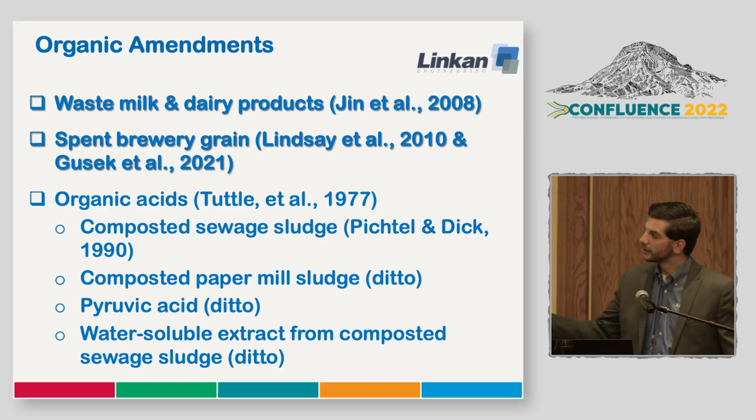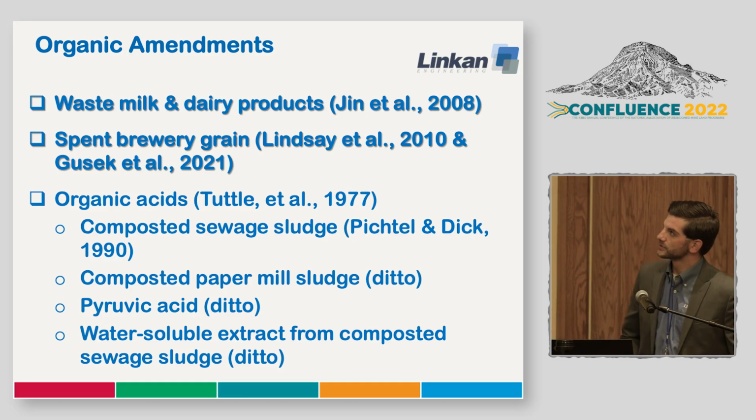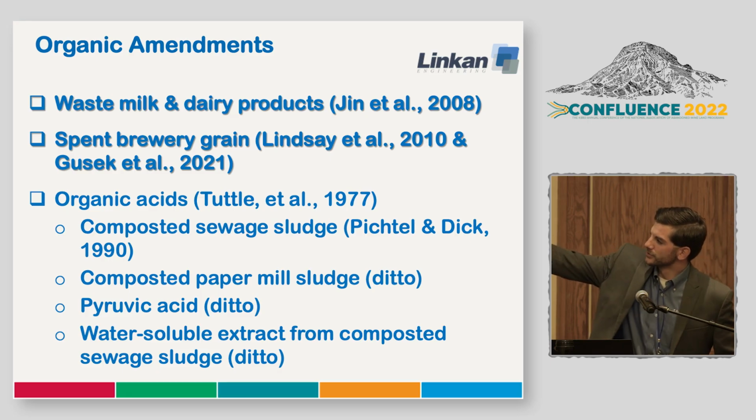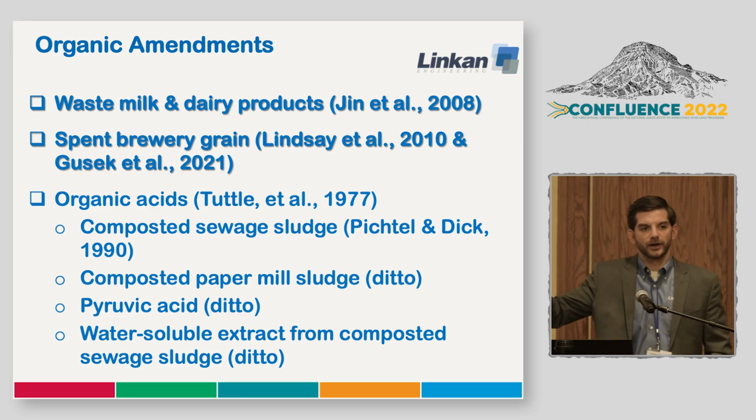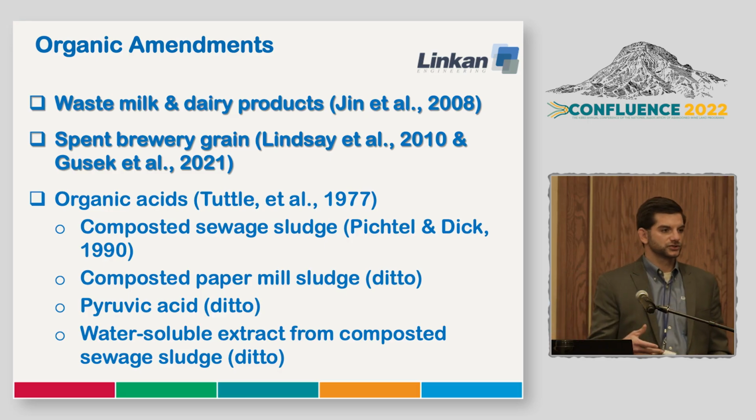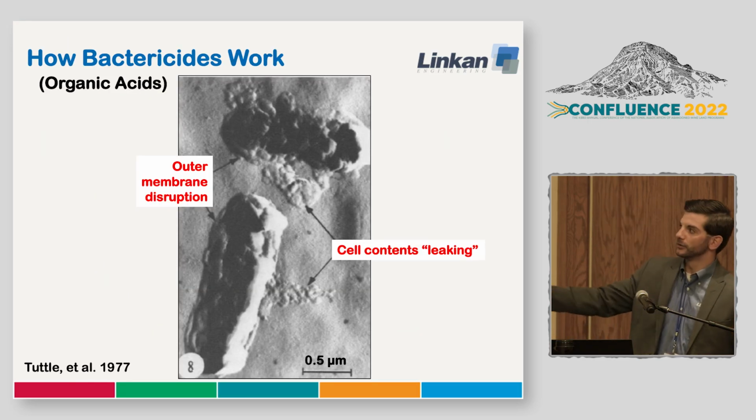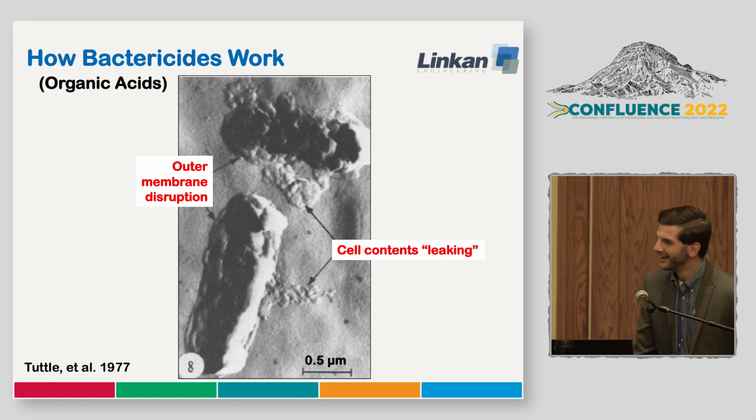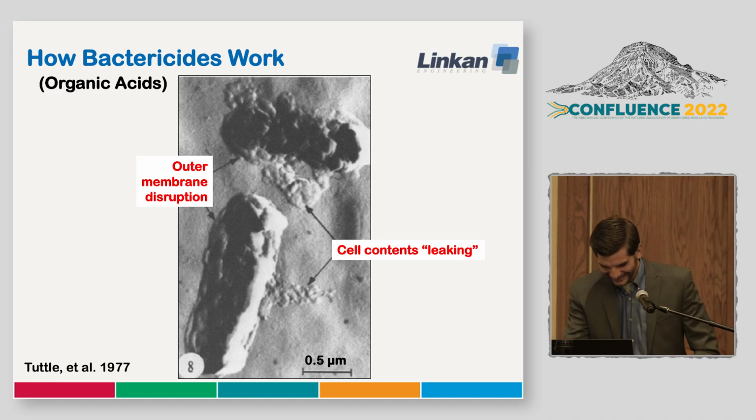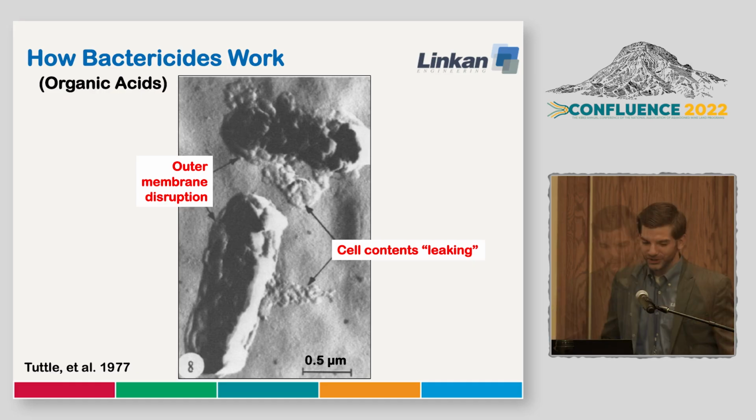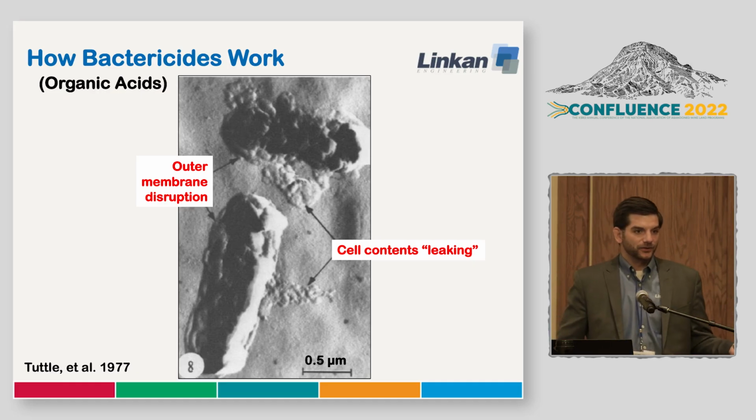So as promised, looking at a Acidithiobacillus and how it reacts with those organic acids. I don't have my laser pointer anymore, but where those little black arrows are pointing, that's where the cell membrane was breached, and effectively the inside of the cell is leaking out into the environment. All right, so we do this at many scales, right?